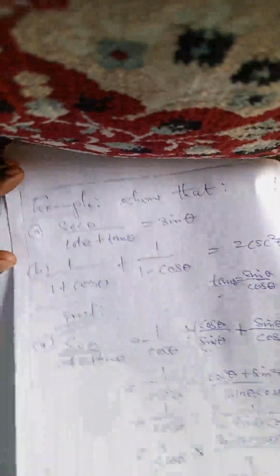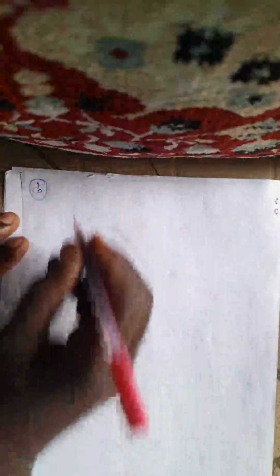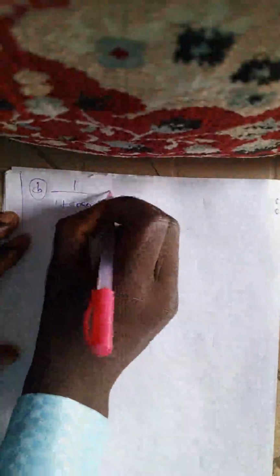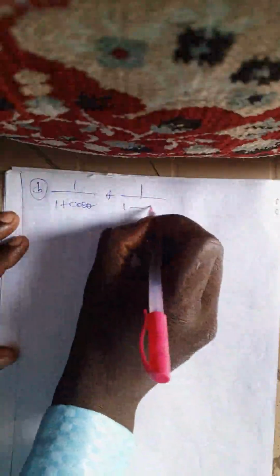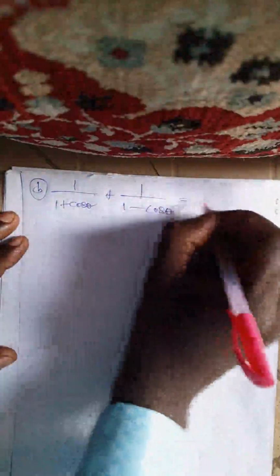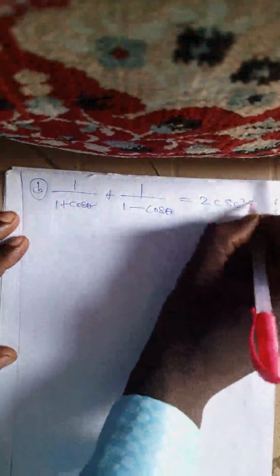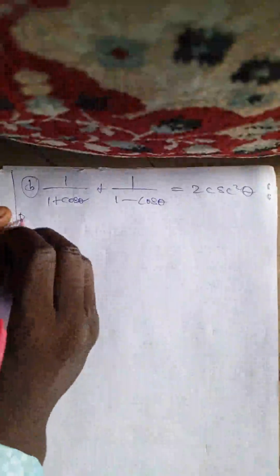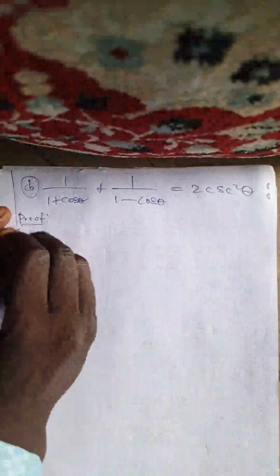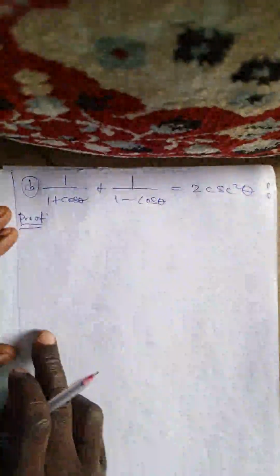We may solve the second example and then close the video. What is the second example saying? That the B part is saying that we should show that 1 over 1 plus cos theta plus 1 over 1 minus cos theta is equals to 2 cosec square theta. So we take the left hand side and show that it is the same thing as the right hand side.